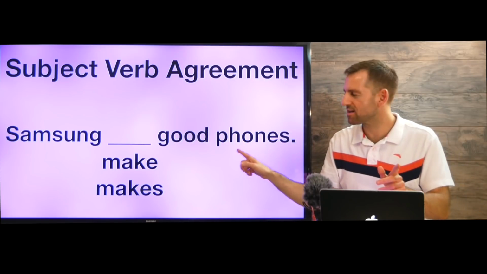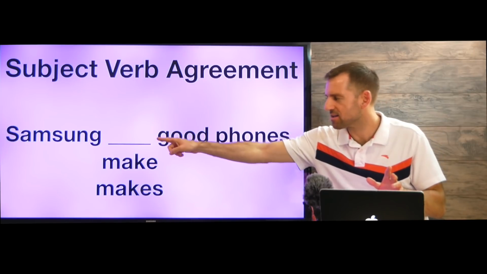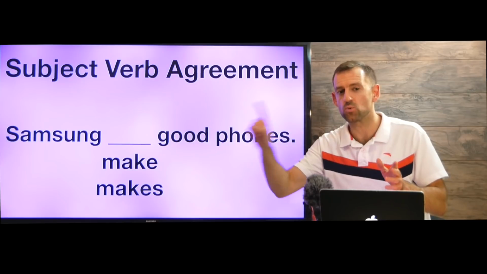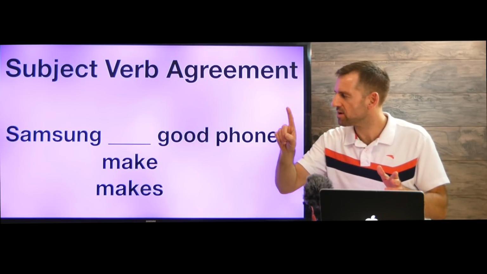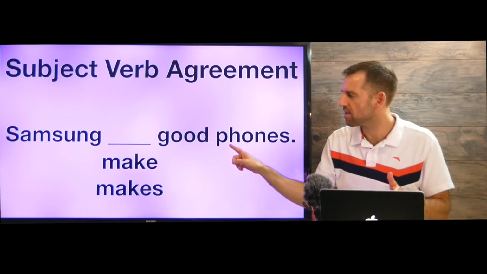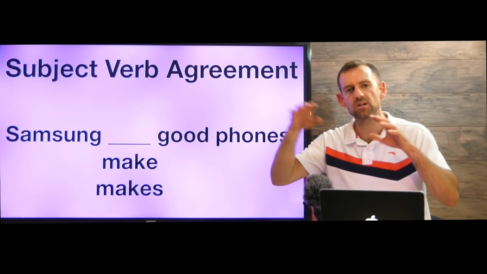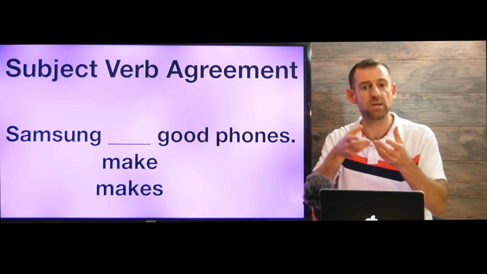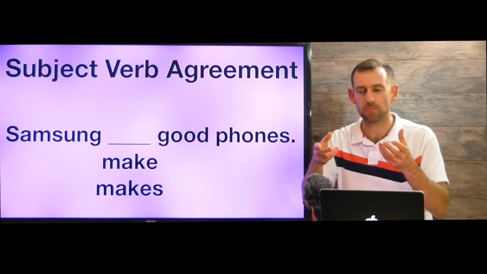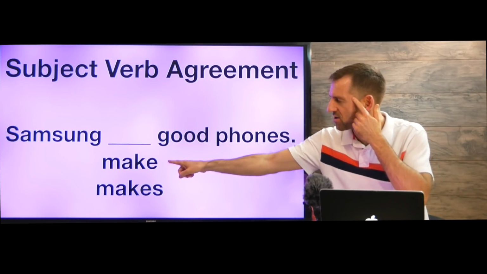Which one do you think is right? Well, Samsung is a company, right? It's one company. So it should be Samsung makes good phones. But a lot of people would say that Samsung is a company with lots of people working for them, right? So they might think Samsung make good phones.